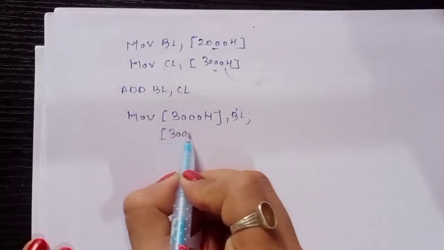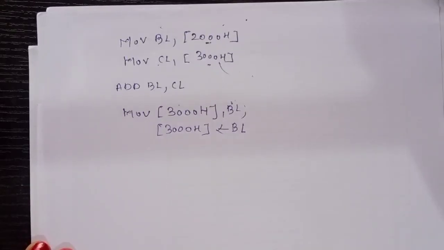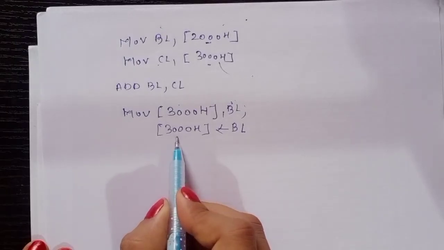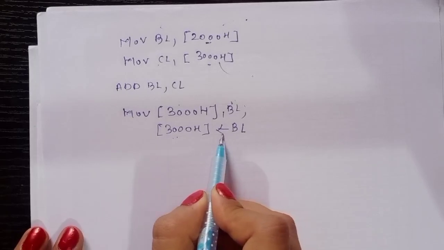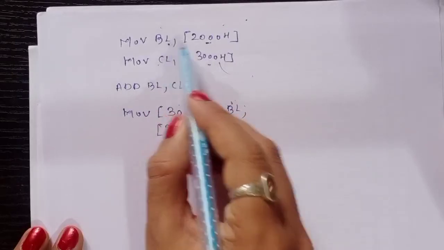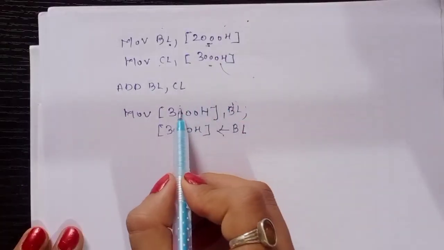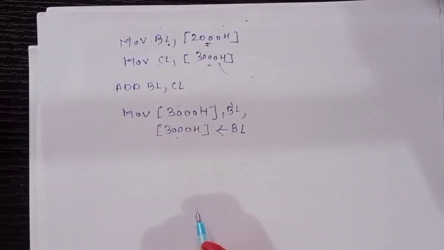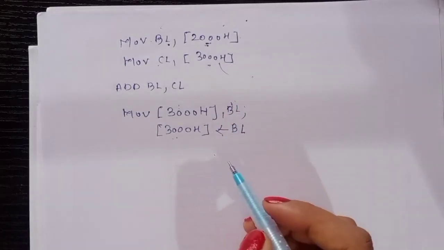So how will we write this? [3000H] will get the contents of BL. Now who is getting what? 3000 means memory location, so this memory location 3000 will get the value of BL. In the above example, BL was getting the value from memory location. Here BL is giving the value. If we use these instructions back to back, what will happen?